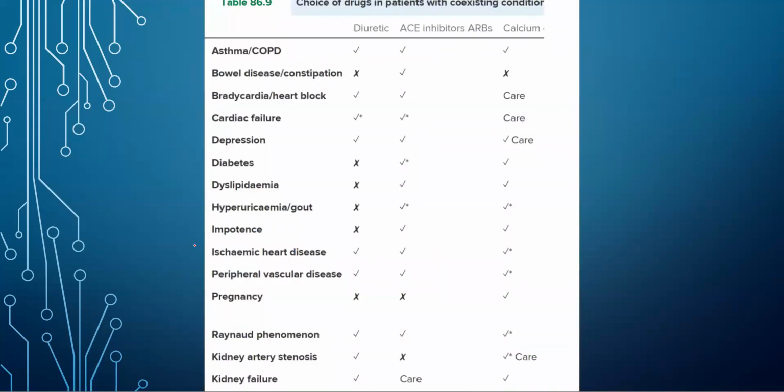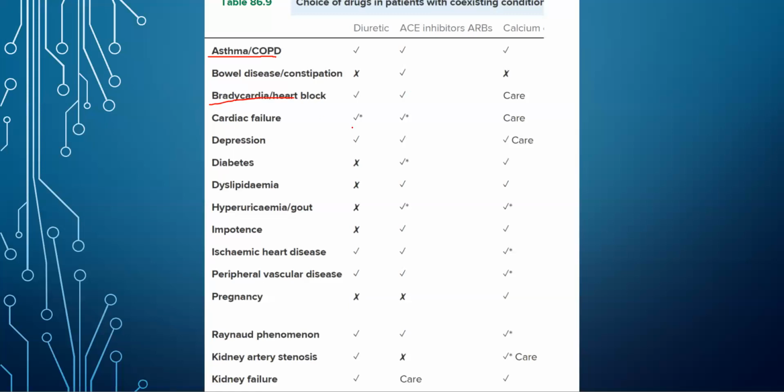Now, the last thing that we are going to discuss today is that someone having some coexisting condition, how we can initiate hypertensive medication for this particular condition, which is very, very commonly asked in the exam. Like someone having asthma or COPD, you should never use beta blocker in this patient because it can aggravate asthma or COPD. So you can use others like diuretics, ACE inhibitor, calcium channel blocker.